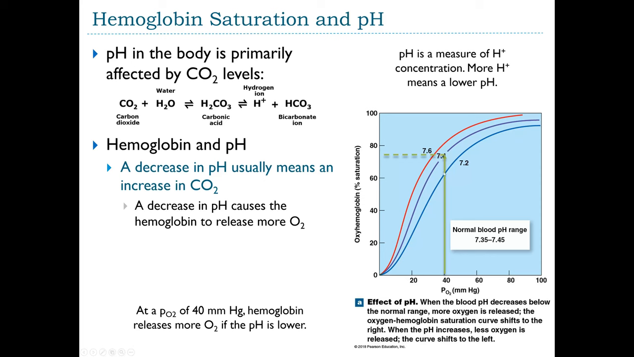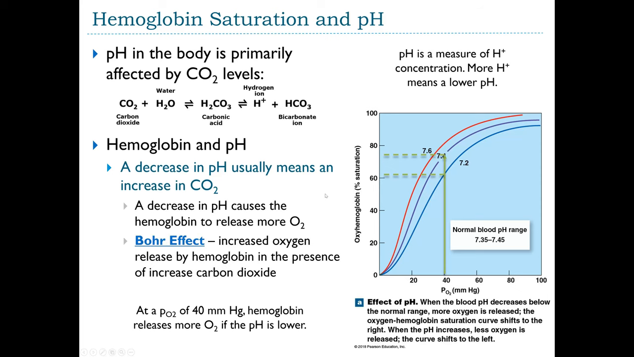But then at a lower pH, like the 7.2 here, we go down close to 60% saturation. So a lot of the hemoglobin molecules now only have 2 oxygens they're holding on to. That means they released an extra oxygen. So that means that the hemoglobin is releasing more of the oxygen at a lower pH. This is called the Bohr effect, increased oxygen release by hemoglobin in the presence of increased carbon dioxide. And again, the carbon dioxide is what is making the pH go lower.